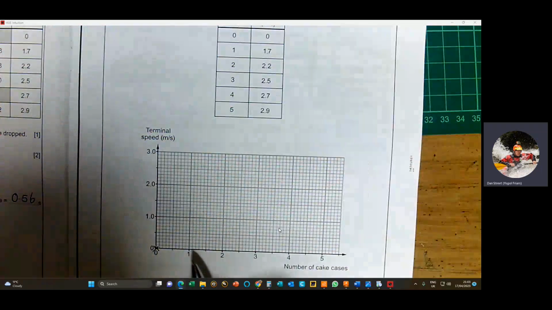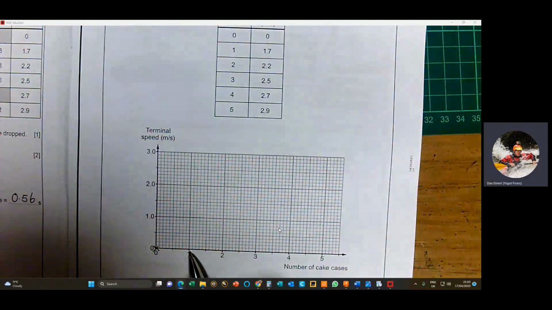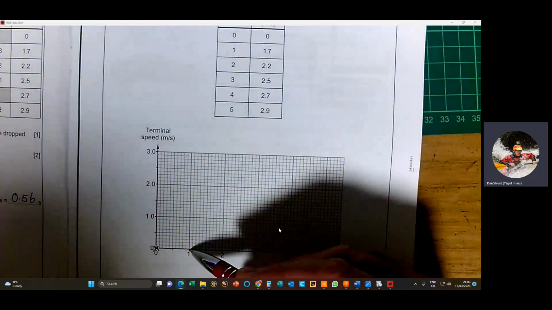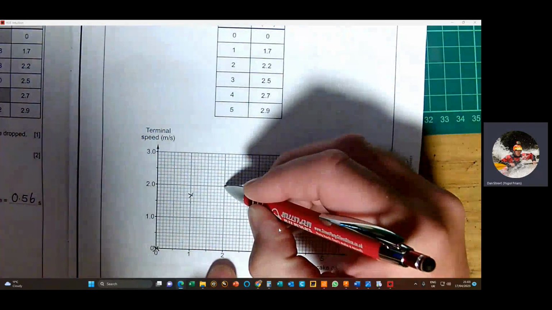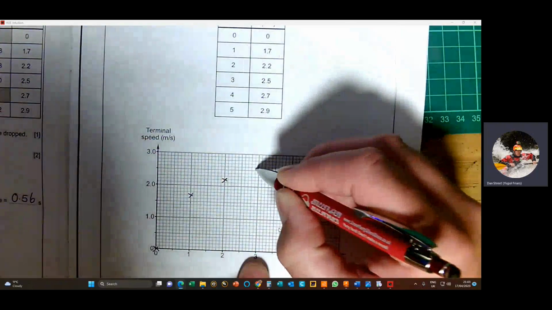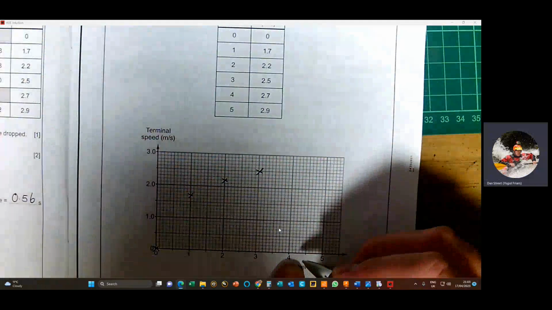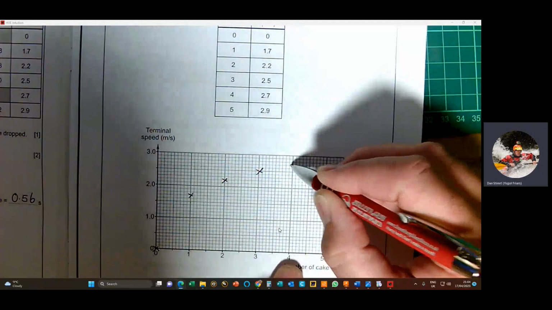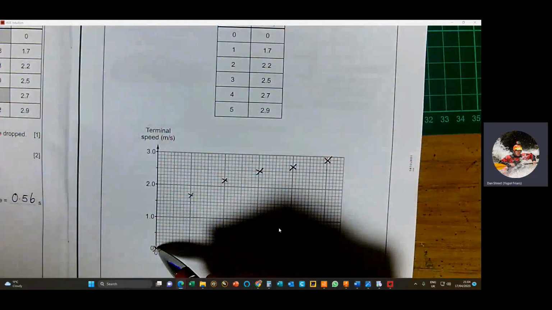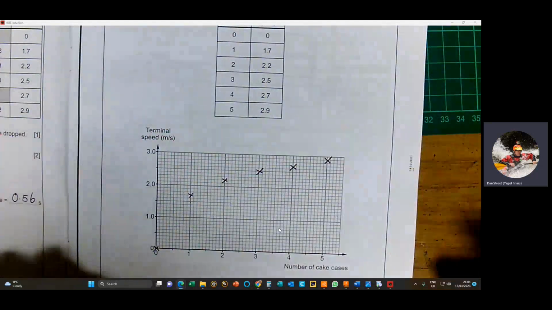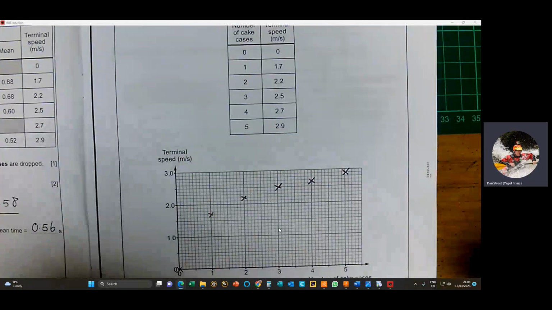So here we have the independent variable on the x-axis. That's 1 case, and then 1.7 is going to be there. 2 cases is 2.2, so 2.2 is here. 3 cases is 2.5. 4 cases is 2.7. And 5 cases is 2.9. So we can see starting at the 0, 0 point, there definitely is a curve. Okay, so I'll just move this down.